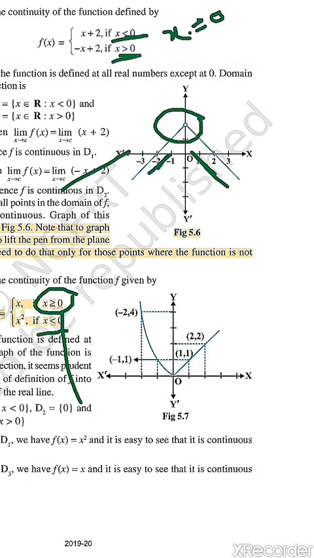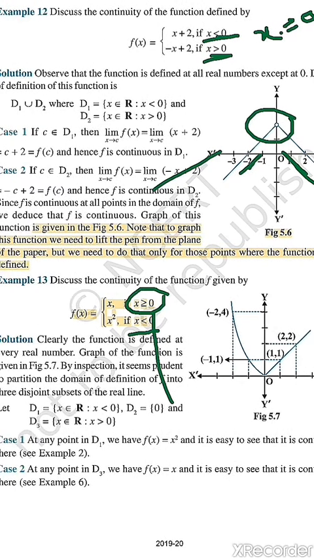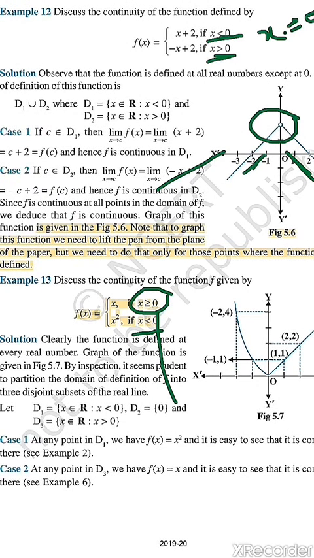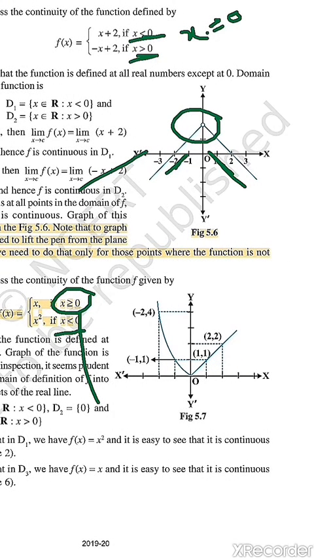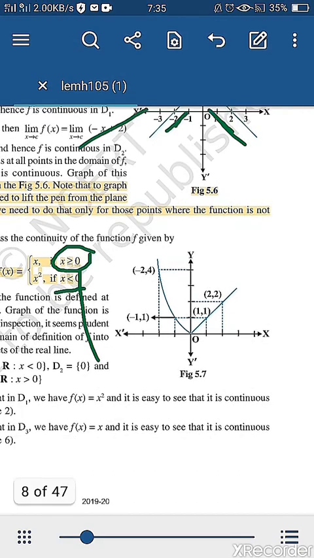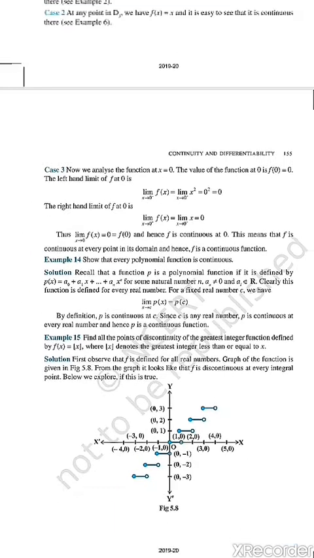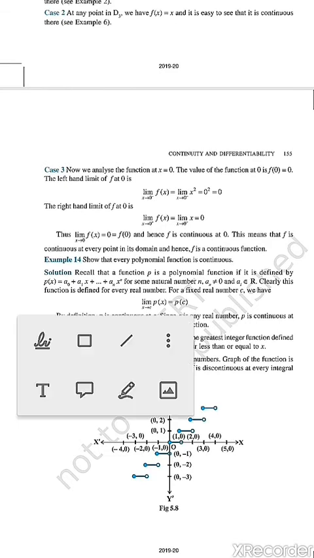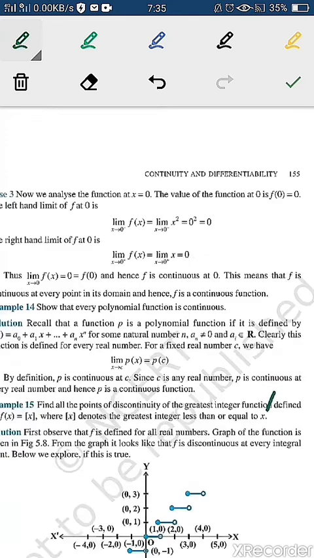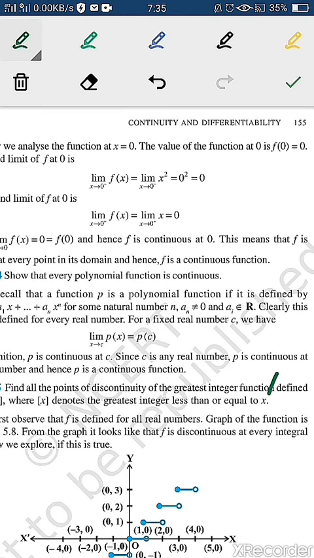So this function is continuous because we have not lifted the pen from the plane of the paper. In this question, there is no hole or gap, no interruption while drawing the graph. This is the continuity of a function. Now example 15 is very important. In example 15, see example 15. What is in example 15? Find all the points of discontinuity of the greatest integer function.